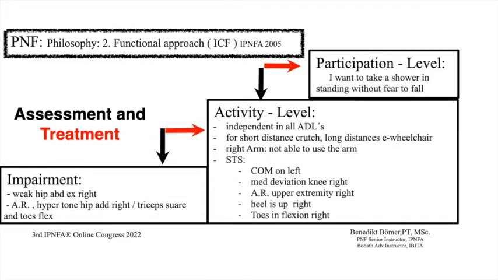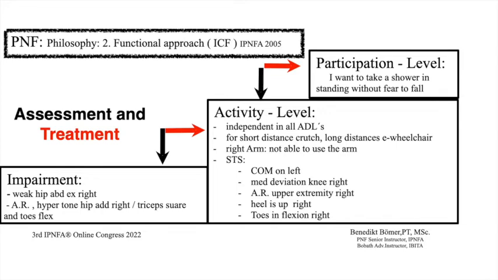For my patient, this means: in the daily living situation, she wants to take a shower in standing without fear of falling. On the activity level, she is independent in all ADLs. For short distances, she is able to walk with a crutch. For long distances, she is using a wheelchair. She is not able to use her right arm at all.